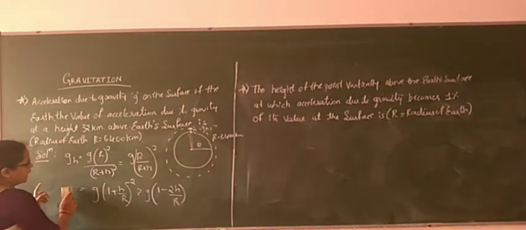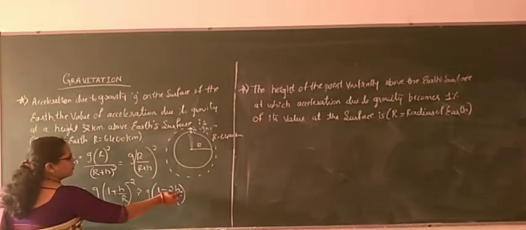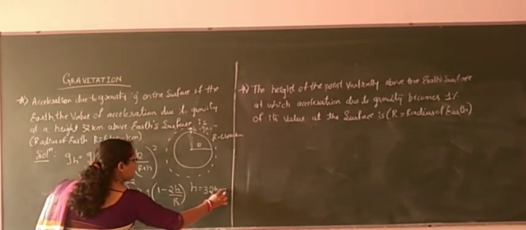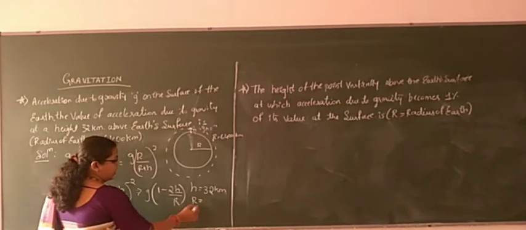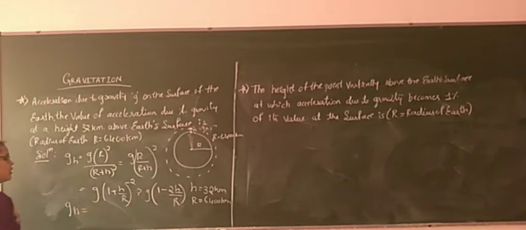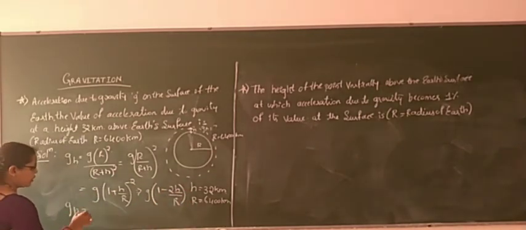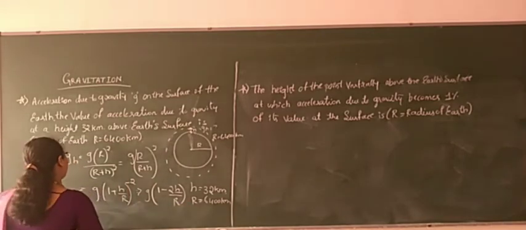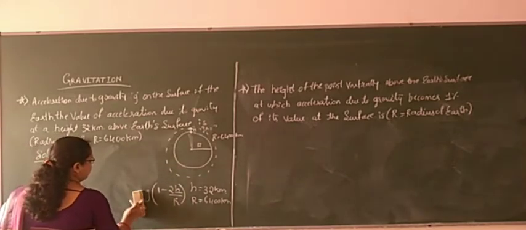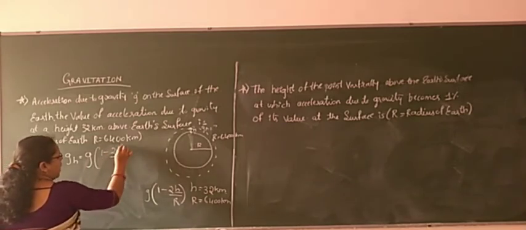So directly I will take this form here. So what will happen? GH is equal to, H is already given here. What is that? H is 32 kilometer, right? R is also given, radius of the earth 6,400 kilometer here. So the only thing we have to do is substitute the H and R values in this form, and then we will get the acceleration due to gravity in this formula here. So let us go ahead with the direct form. I will write once again G of 1 minus 2H by R, right?